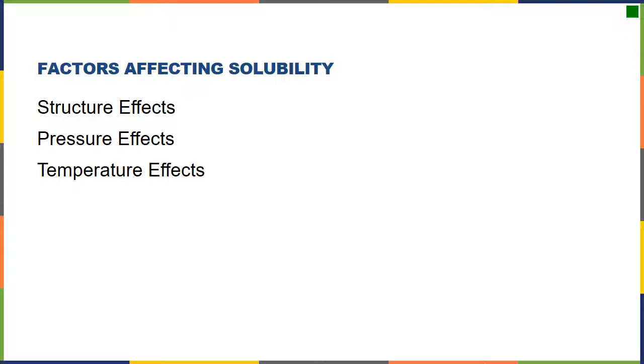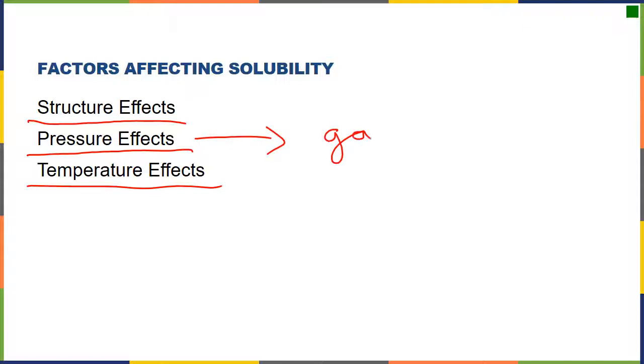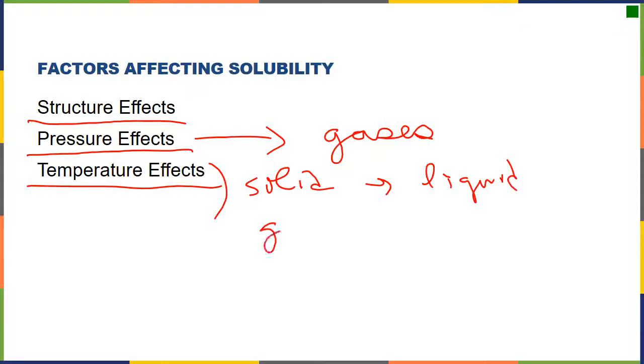So, solubility. There are lots of things that can affect solubility. We are going to consider structure effects, pressure effects, and temperature effects. For pressure, this is only going to be gases. But for temperature, we're going to look at both a solid into a liquid as well as a gas into a liquid because they have two very different responses to changes in the temperature. So, structure effects.